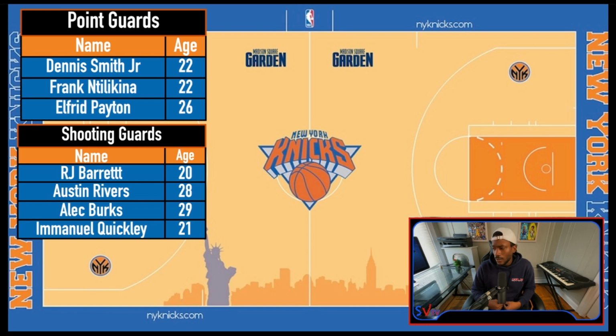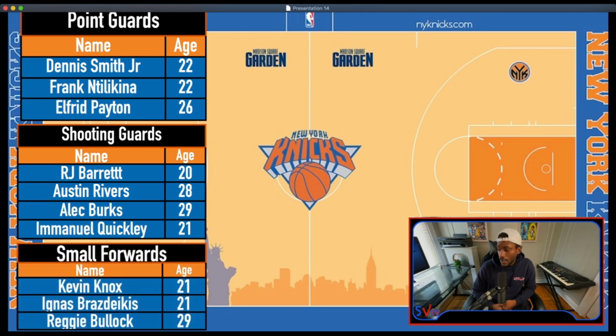But me personally, I would like to see what we have in Quickley, seeing that we picked him someplace where a lot of people were saying it was somewhat of a reach. So that's shooting guard. And then let's look at small forwards. So small forwards, I'm giving Knox the opportunity to take over that small forward position. He's going to be the starter day one.